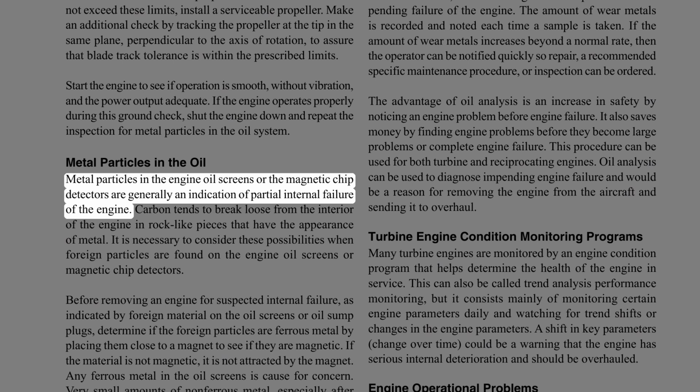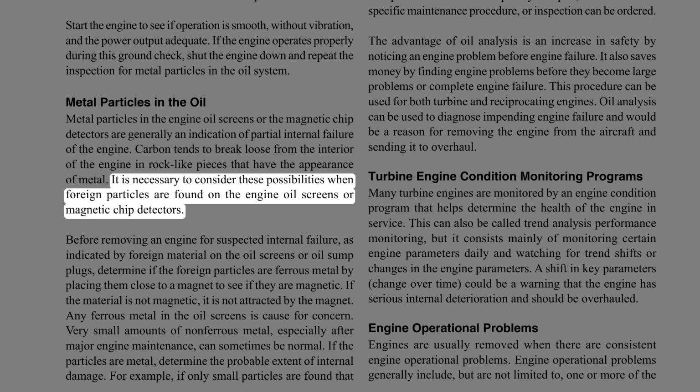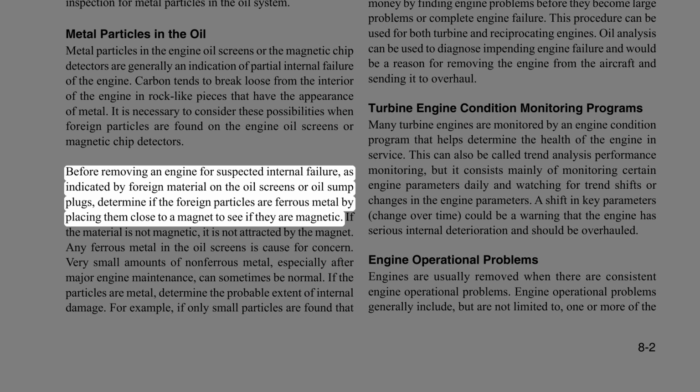Metal particles in the engine oil screens or the magnetic chip detectors are generally an indication of partial internal failure of the engine. Carbon tends to break loose from the interior of the engine in rock-like pieces that have the appearance of metal. It is necessary to consider these possibilities when foreign particles are found on the engine oil screens or magnetic chip detectors. Before removing an engine for suspected internal failure, as indicated by foreign material on the oil screens or oil sump plugs, determine if the foreign particles are ferrous metal by placing them close to a magnet to see if they are magnetic.